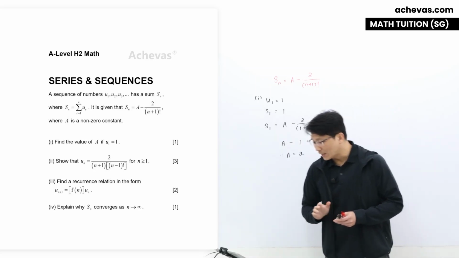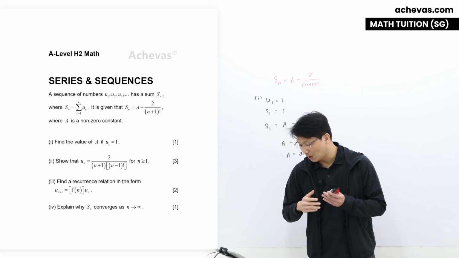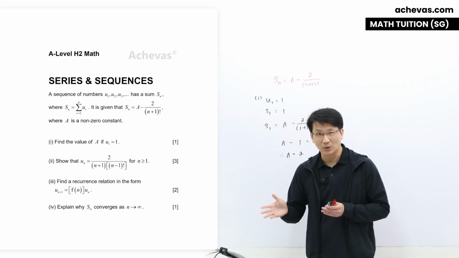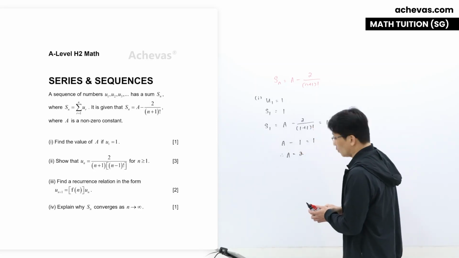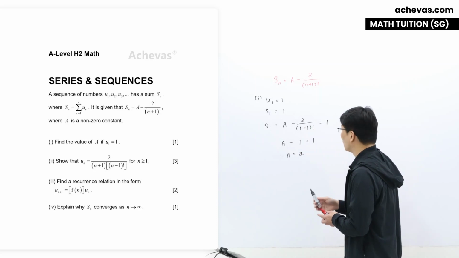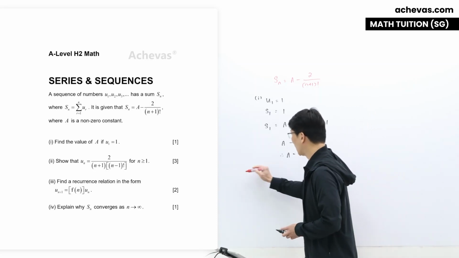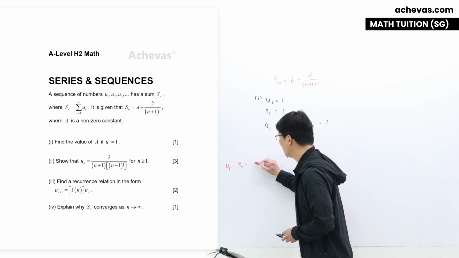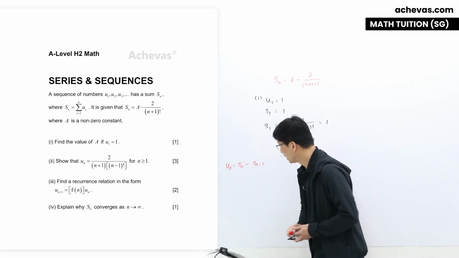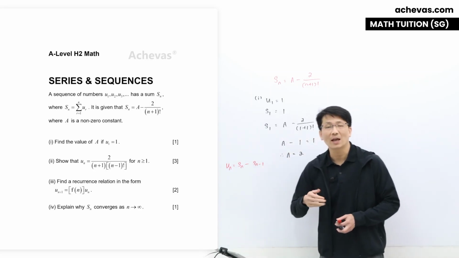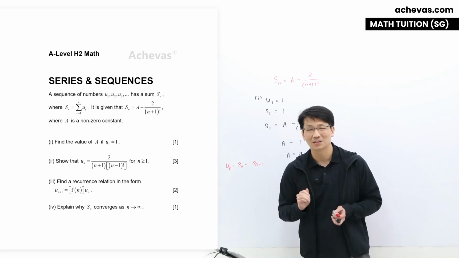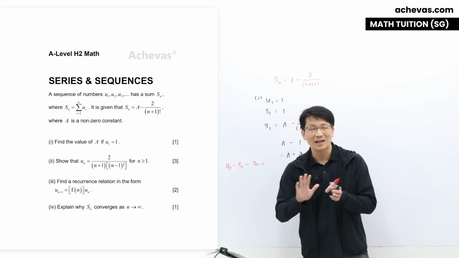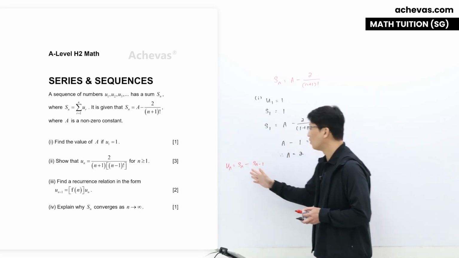Part 2 also wants us to show that the general term of this sequence is given by that expression. So we are going to make use of this formula here. Let me just write down at the side. So un is actually the same as Sn minus Sn minus 1. This formula can be applied for any kind of series, not only AP GP, any kind of series can use this formula here.